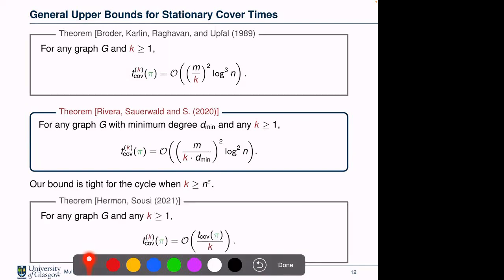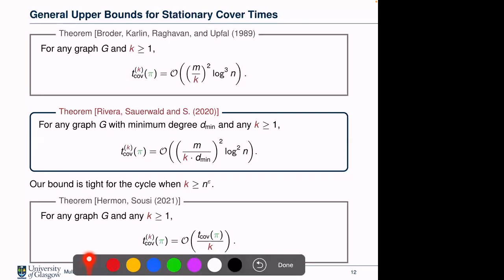I should mention some other recent work. So this actually appeared a year after we finished this work. This is very recent, only a few months old. Hermon and Susi have shown that for any k, the cover time from stationary of k walks is bounded by the cover time for a single walk divided by k. So this is very nice. This actually says that the stationary speed up, so the speed up of k walks from stationary, is actually always at least k, which is very different to the worst case.